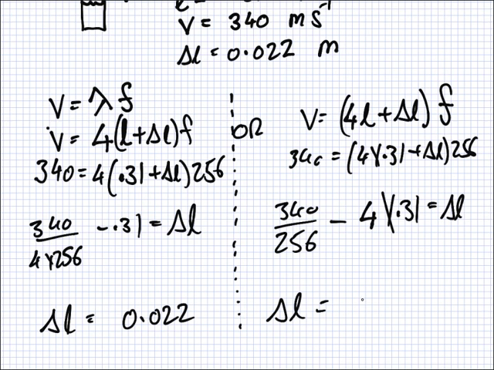340 over 256, minus 4 times 0.31. Minus 4, so that's 0.088. No, not negative. 0.088. It's just times 4.